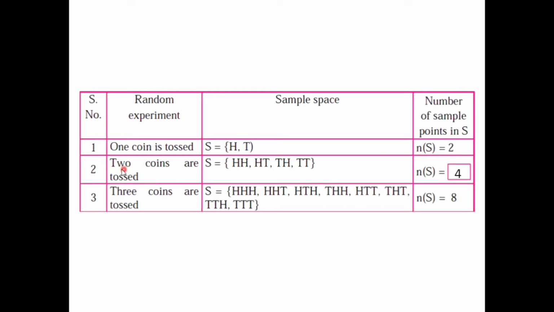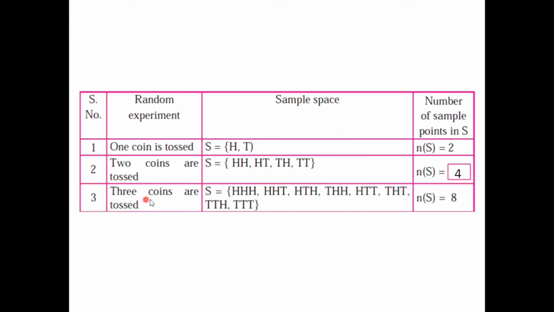If we have another random experiment, two coins being tossed, then we get a sample space as HH. That means on the first coin we get head, and on the second also we get head. The second possibility is HT, that is on the first coin we get head and on the second we get tail. Third possibility is TH, and the fourth possibility is TT. That means on both the coins we get tail. So as there are four outcomes in the sample space, n(S) is equal to 4.